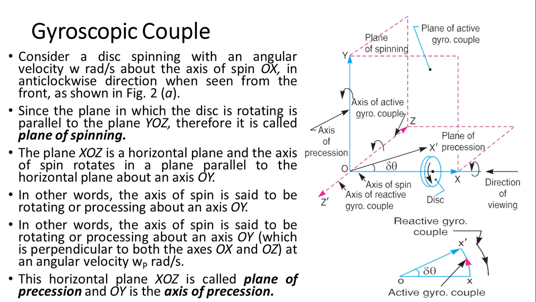The plane XOZ is a horizontal plane, and the axis of spin rotates in a plane parallel to the horizontal plane about an axis OY. In other words, the axis of spin is said to be rotating or precessing about the axis OY, which is perpendicular to both axes OX and OZ, at an angular velocity omega p. Therefore the horizontal plane XOZ is called the plane of precession, and OY is the axis of precession.